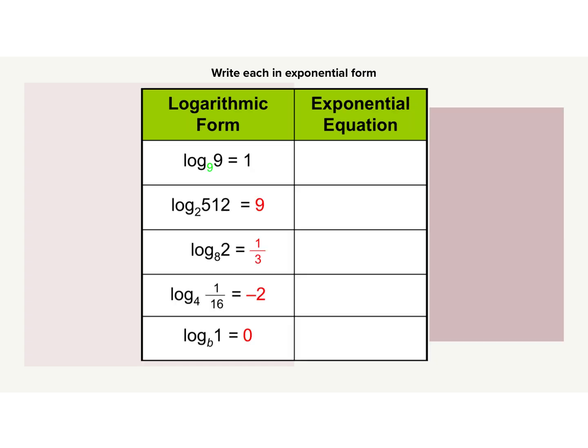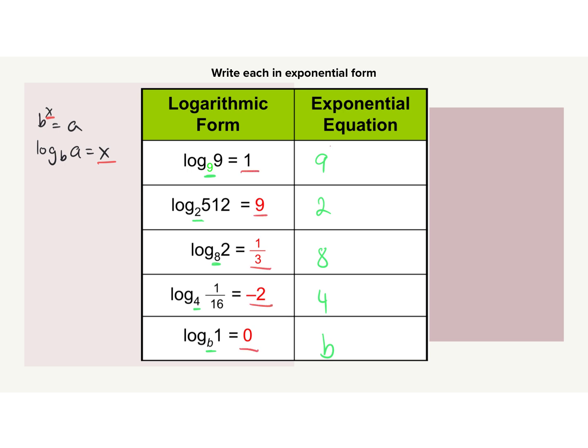Now I'm going to rewrite the exponential form that we had before and the logarithm form that we had before and write the information. Now the first thing you want to write for going from logarithm to exponential is the base. So I'm going to underline the base for all of these logs. So it's going to be 9, 2, 8, 4, and b. The second thing you're going to have on the exponential form is your exponent, which is what the log is equal to. So I'm going to underline all of those.